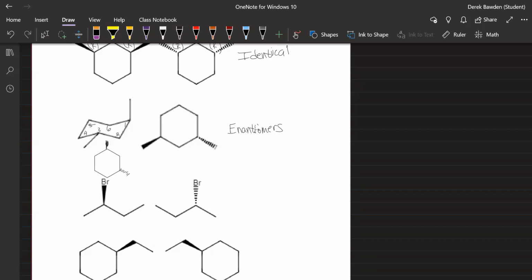I know it's kind of confusing, but again, if you're confused, write R and S. Let's say this one's R and this one's S. This one would have to be S and this one would have to be R. And then you'd know, because each of them are opposite of each other, they are mirror images, they are enantiomers. How about these next two?